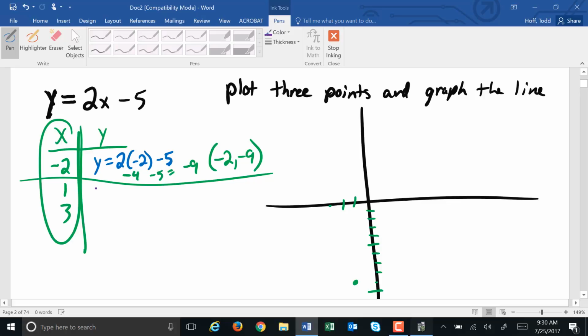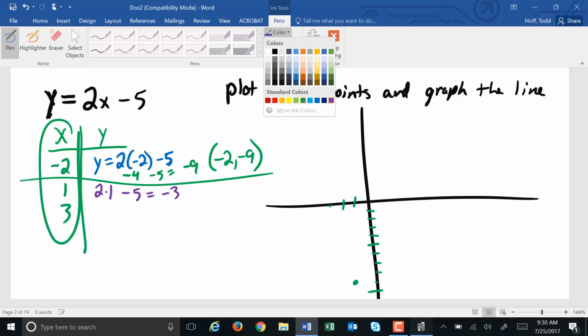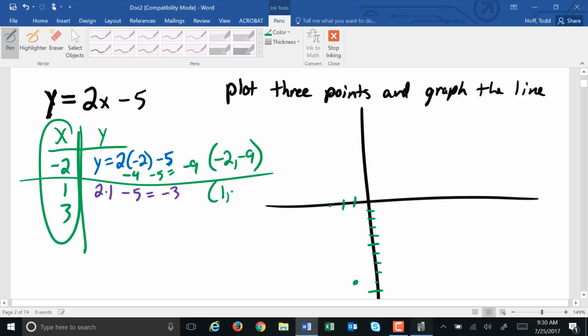If x is 1, y is 2 times 1 minus 5. 2 times 1 is 2. Minus 5 is -3. So that is the point 1, -3. So there's 1, -3 right there. So even though we're graphing, we're really just plotting points. So that's why we go side to side first and then up and down.